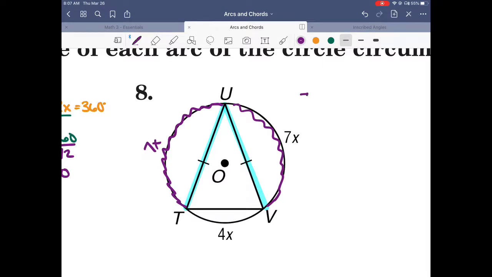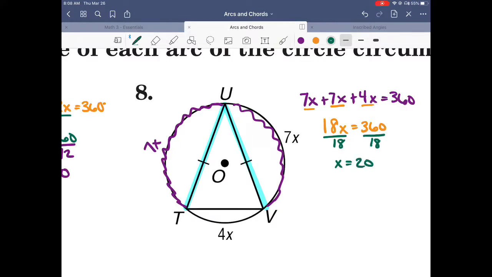I know there's 360 degrees. So 7x and 7x and 4x has to total 360 degrees. Again, combine my like terms. 7x and 7x is 14x, plus 4x is 18x. Divide by 18, x equals 20.